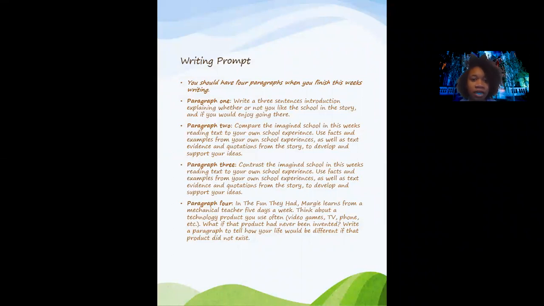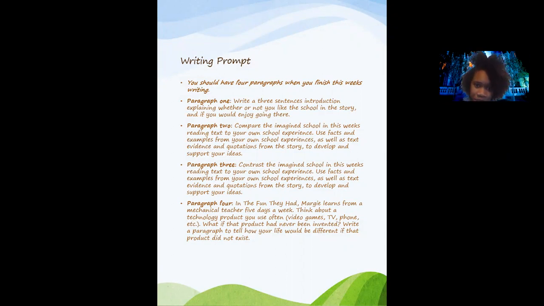So in paragraph 1, that should say 3 sentences, I'll go fix it. I found the issue. Write a 3-sentence introduction explaining whether or not you like the school and the story and if you would enjoy going there. So that's your preference. It's literally like, yes, I would love to learn at home with a machine as my teacher, or no, I prefer having an actual person teach me, whatever your opinion, right? So paragraph 1 is your opinion. It should be at least 3 sentences.